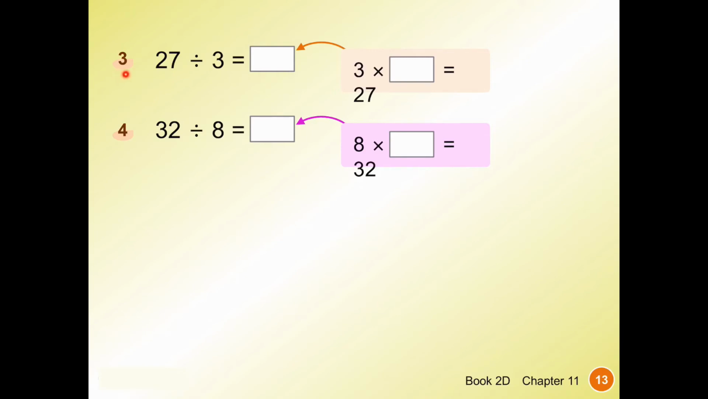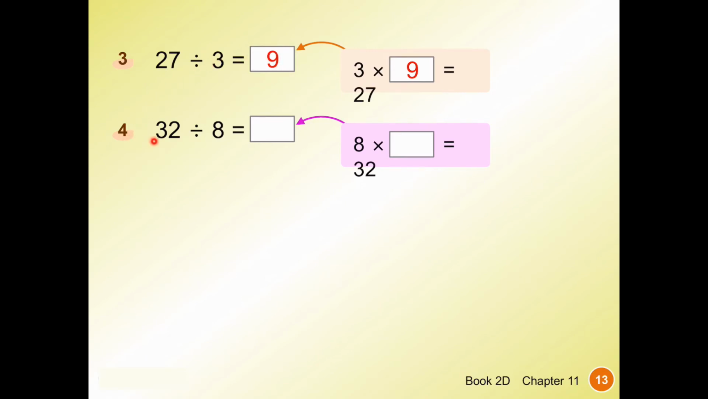Okay, for question number 3, instead of having actual items and then separating the items, like distributing them into the groups, we can simply rely on the multiplication equation to find out the answer. So 27 divided by 3, we know that 3 times 9 equals 27. Rearrange the numbers, our answer will be 9.